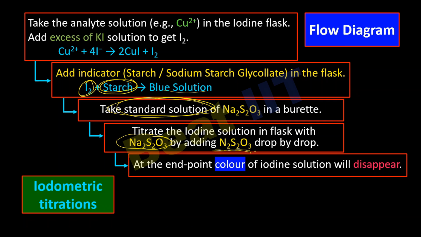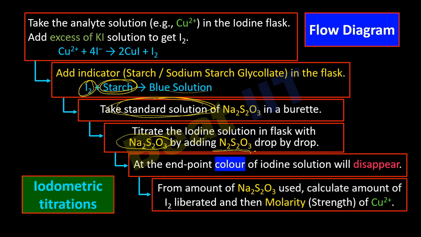It means we know how much Na2S2O3 was used. From that we will calculate how much iodine was liberated. From that we will calculate how much copper sulfate was present. So from the amount of sodium thiosulfate used, calculate the amount of iodine liberated and then the molarity, that is the strength of copper sulfate.